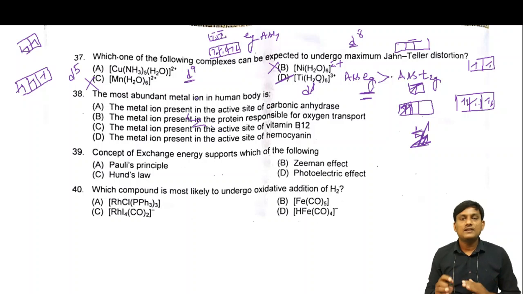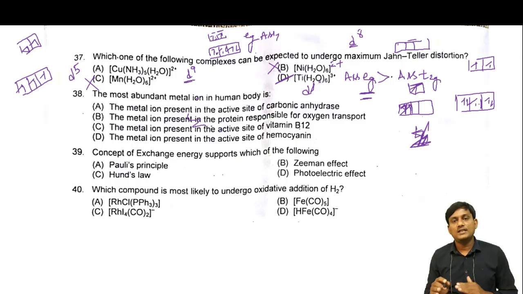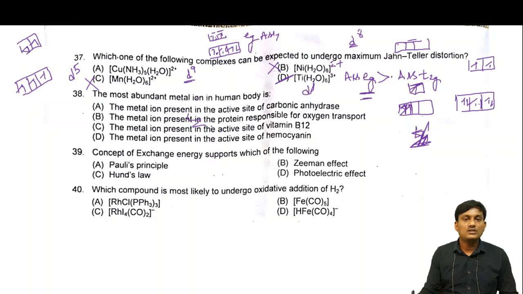So which one shows more Jahn-Teller effect or Jahn-Teller distortion? The maximum Jahn-Teller distortion will be in the case of d9, that is A. A is the correct option.